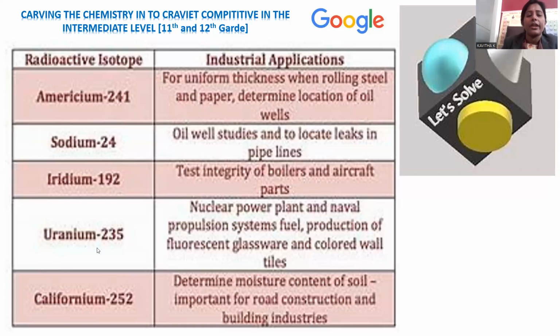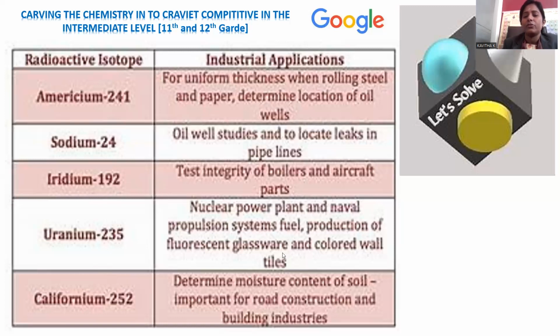And next is uranium 235. Everybody is aware that uranium 235 is the most important isotope used in nuclear energy generation, in nuclear power plants, and as naval propulsion system fuel. So in a nuclear power plant, in order to generate electrical current by means of nuclear energy, we can use uranium 235. In addition, naval propulsion system fuel. Okay, that means in marine navigation and marine transportation, we can use this as a fuel as well.